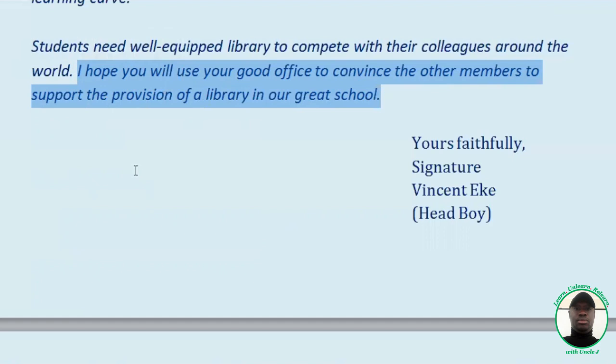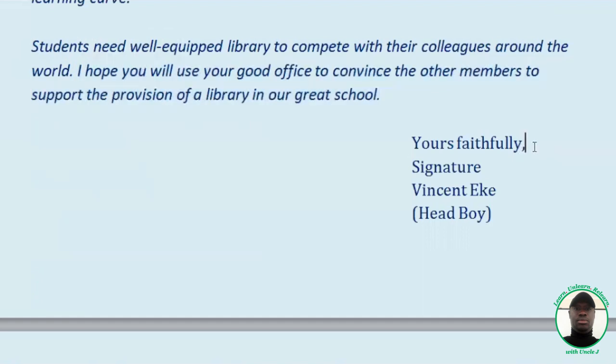Then after that, the subscription. Please do not use yours sincerely, or WAEC will penalize you for that. Do not use yours lovely. Stick with this, yours faithfully. And note how it is written. The F must be in small letters. Then after the yours faithfully, make sure you apply your comma. After that, make sure you append your signature, okay?